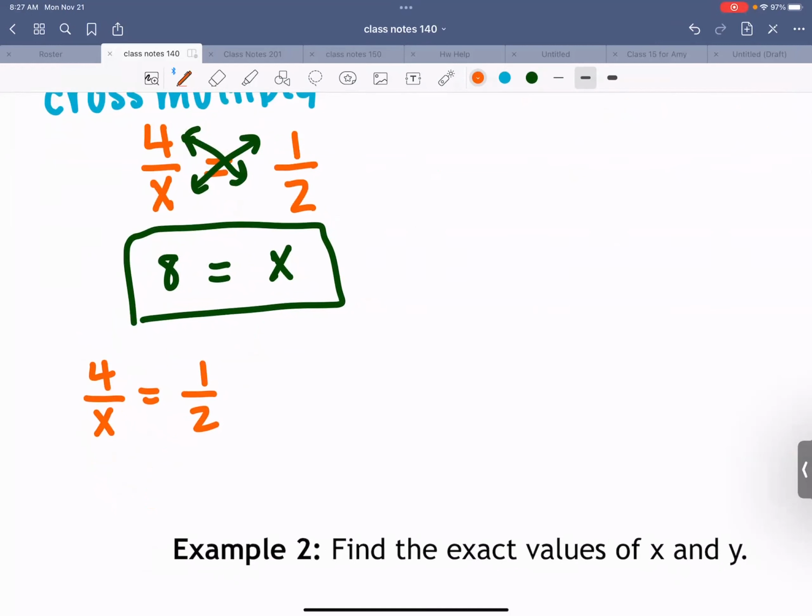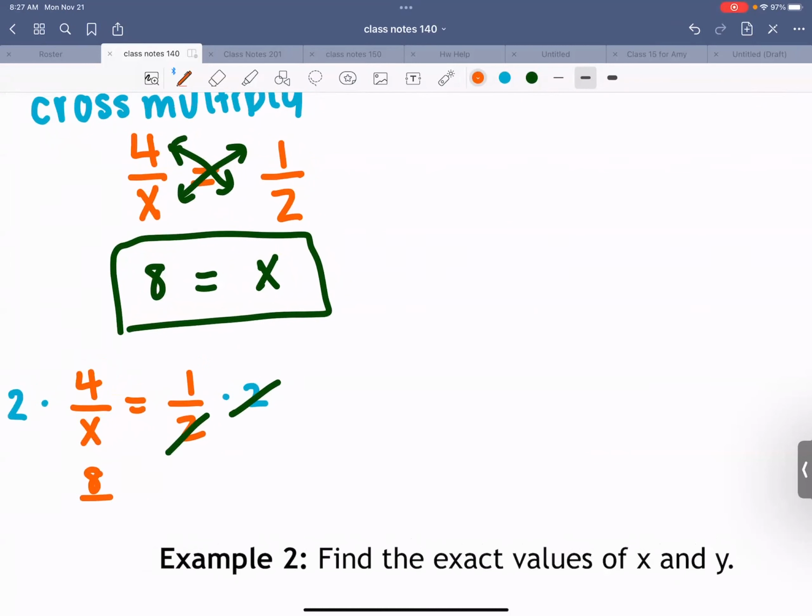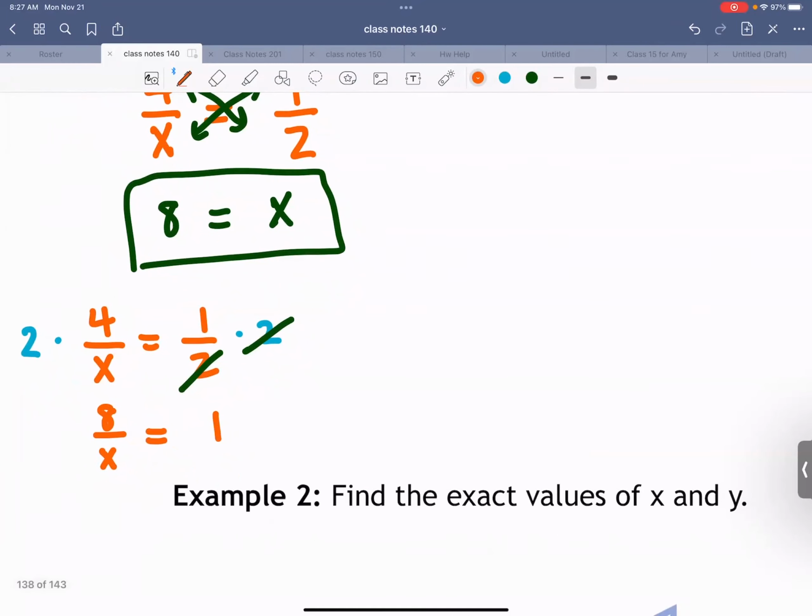The first thing I would do is, I know that there's a 2 in the bottom and an X in the bottom. So what I'm gonna do is just multiply by 2. That seems like a good idea, right? If I do that, then the 2's will cancel. So on the left, I'd have 8 over X equals 1, right? Then I know that there's an X in the bottom. So what I do to get rid of it is multiply by X on both sides. So the X's cancel out, and I'd have 8 equals 1 times X, which is X. So that would be the more algebraic way to go about it.